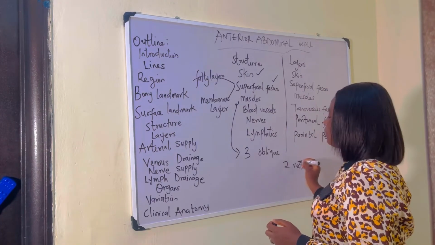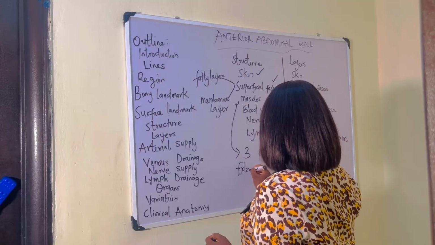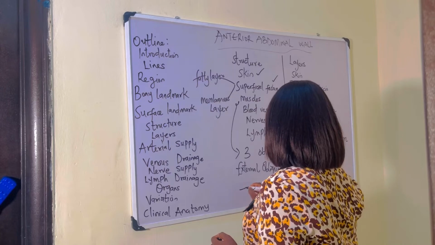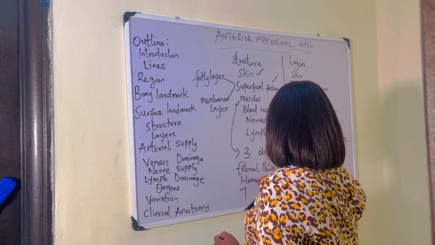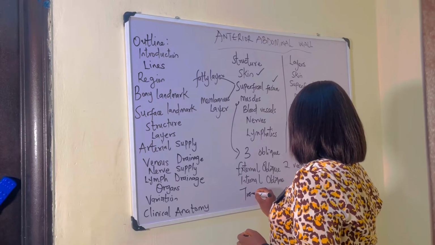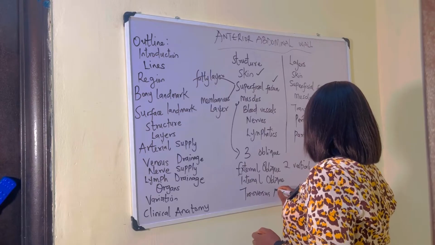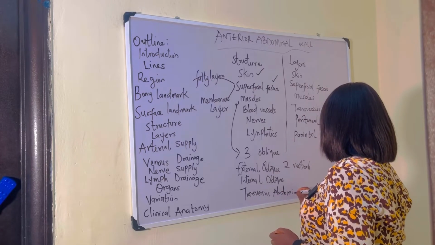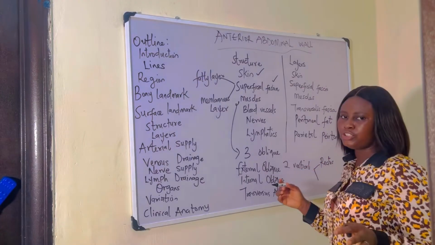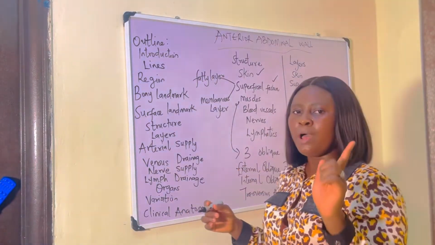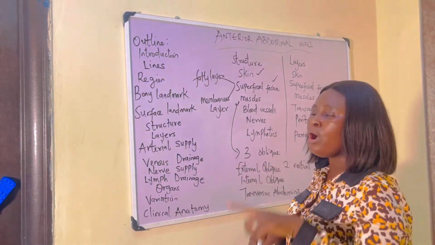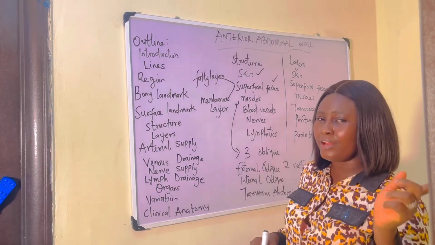Okay, so the 3 oblique muscles include the external oblique muscle, the internal oblique muscle, and the transversus abdominis muscle. Now the 2 vertical muscles include the rectus abdominis, okay, and we have the rectus sheath that encloses the rectus abdominis muscle. Please watch my video on the rectus sheath. I'm going to be leaving the link in the description below, and I'm also going to be attaching the link at the end of this video.